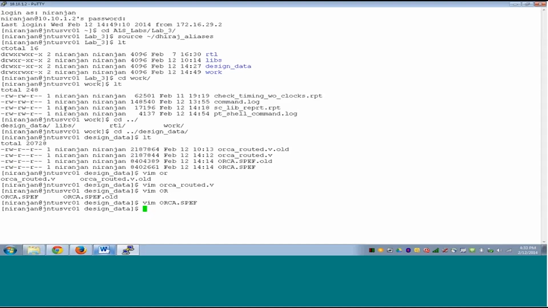Now, we will use this design for this particular assignment. Let's go to the work directory and open SwayamPrabha.